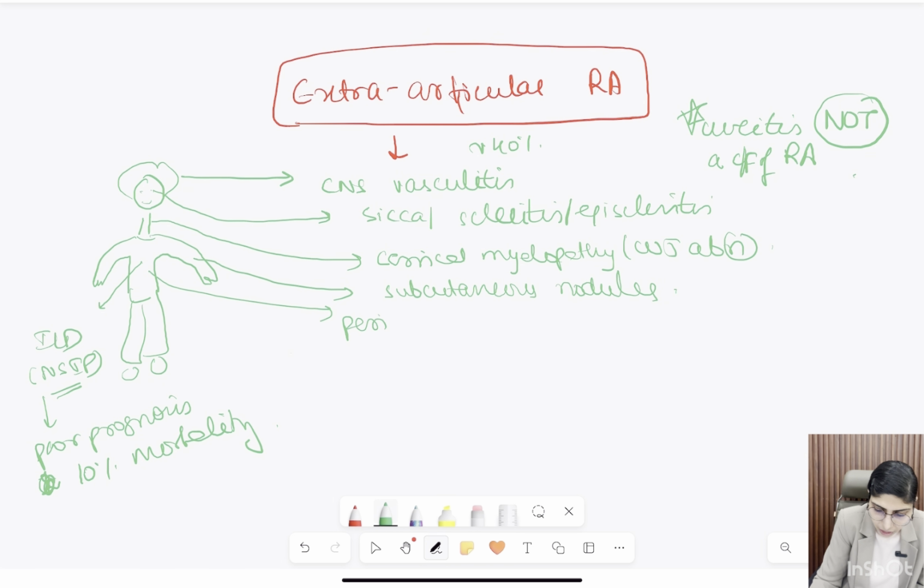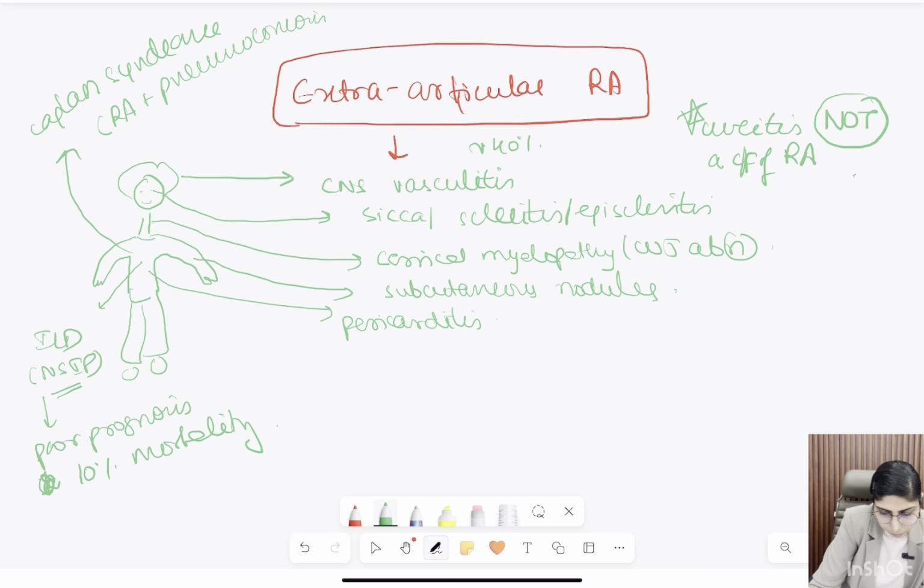If we talk about the heart, then pericarditis. If we talk about lung, then again Caplan syndrome. Try to remember these two syndromes. Caplan syndrome is RA plus pneumoconiosis. I have not told you about the common features of RA, like morning stiffness and joint swelling, but I think you already know that. So RA plus pneumoconiosis. The second syndrome is Felty syndrome.